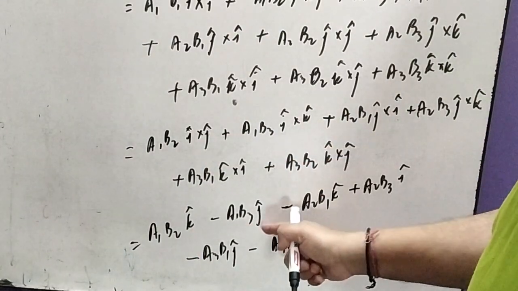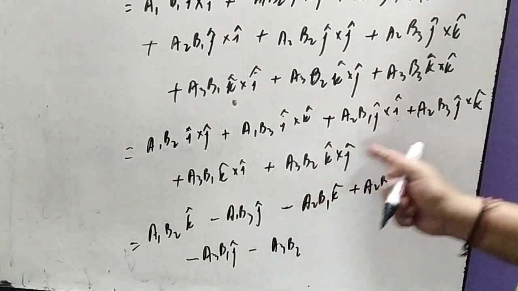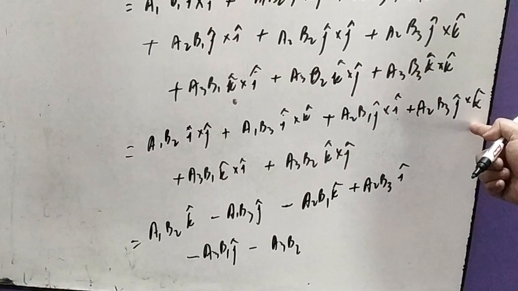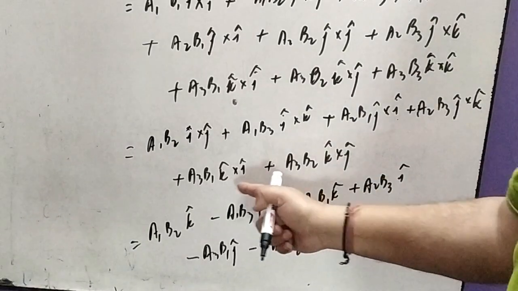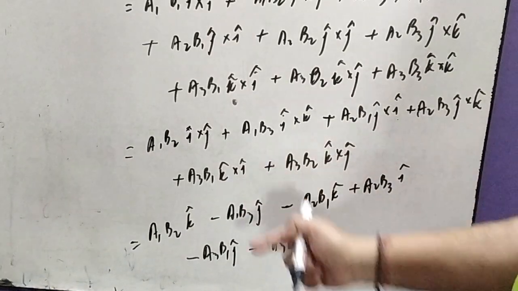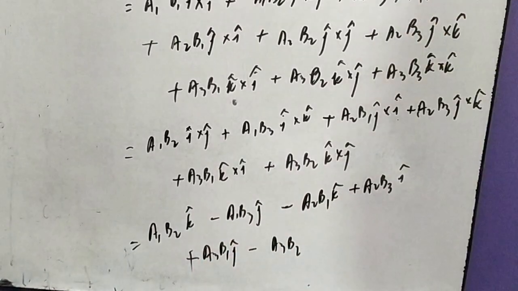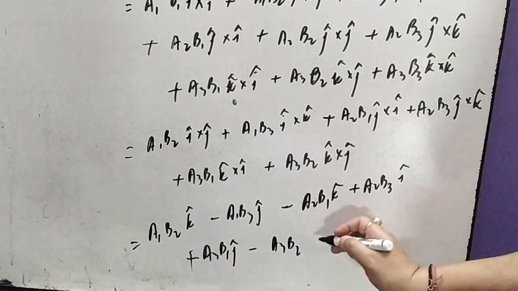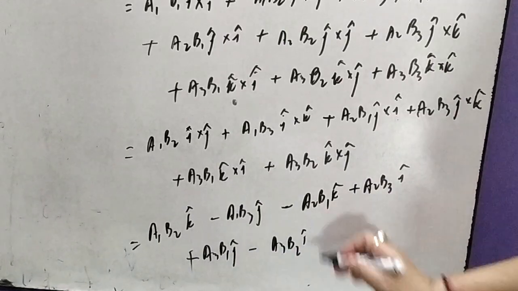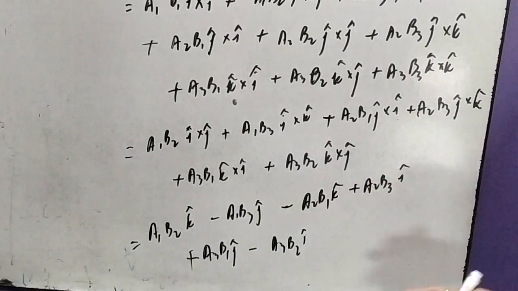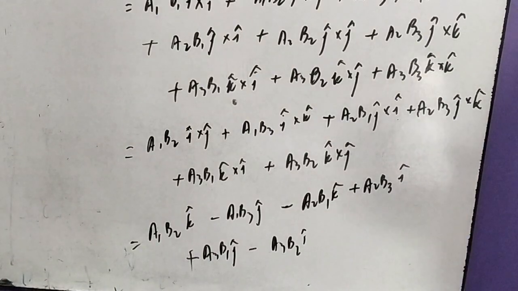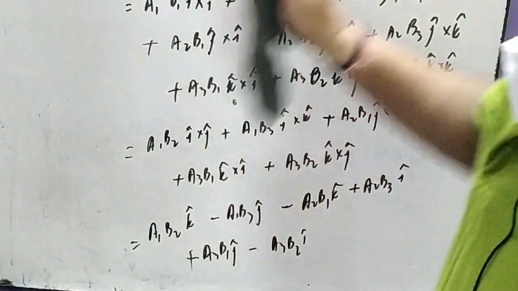I cross k is minus j. Clear? J cross i is minus k. J cross k is just i. K cross i is just j. This is just j, plus j. And this is k cross j is minus i. We have seen 3 plus and 3 minus terms are there. After this, we take all the i together, all the j together, and all the k together.